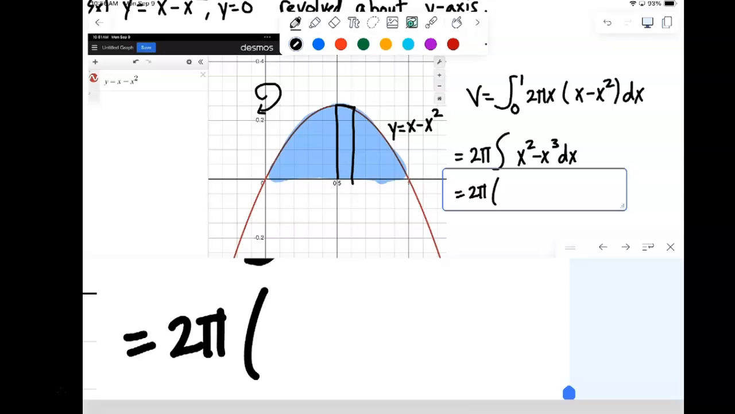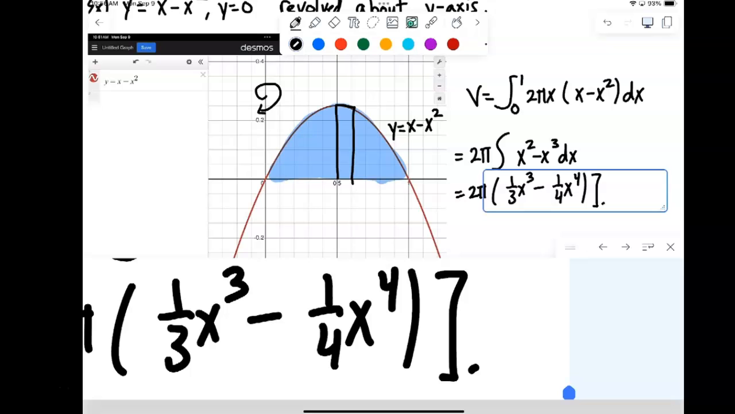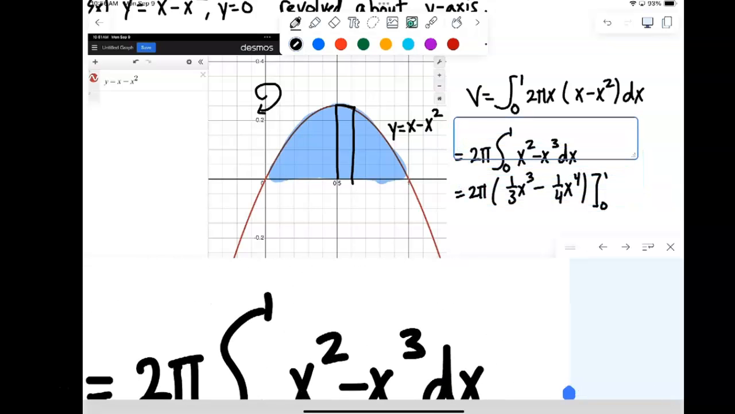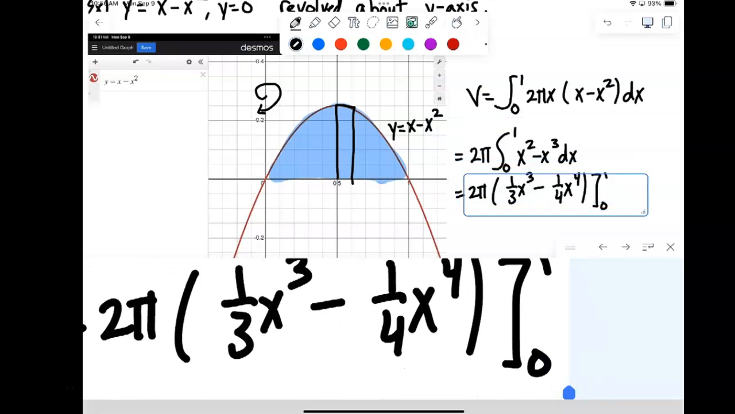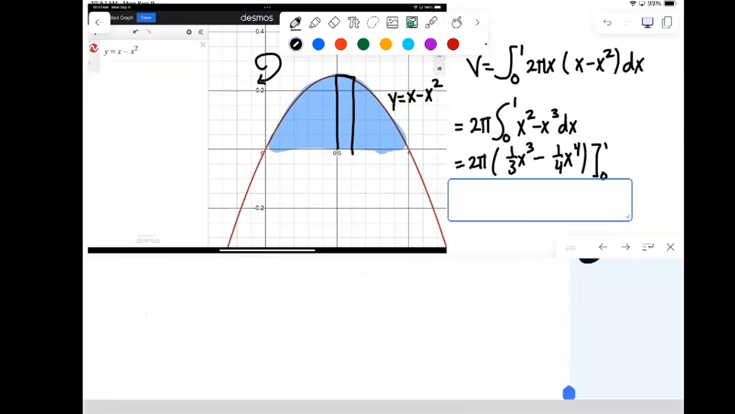So 1/3 x cubed minus 1/4 x to the 4th, and we're evaluating between 0 and 1. It looks like I lost my limits here, so let me roll them back on here. 0 to 1. And then we just compute that. It's basically 1/3 minus 1/4, which will be 1/12, times 2 pi, will be pi over 6. Okay, so kind of straightforward.